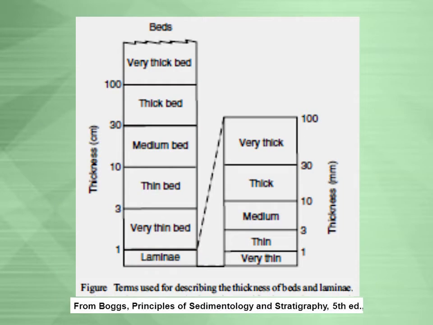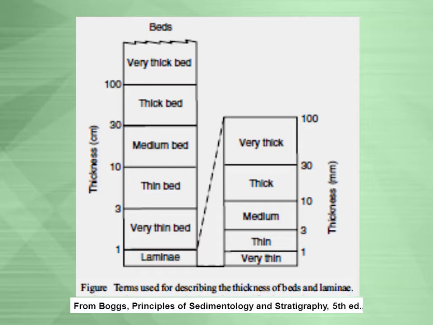Now, depending on thickness, those beds are given different names. As I already told, when the thickness is less than 1 centimeter, they are called laminae. When the thickness is 1 to 3 centimeters, they are very thin beds; 3 to 10, thin bed; 10 to 30 centimeter, medium bed; 30 to 100 centimeter, that means 1 meter, thick bed; and above 1 meter, they are known as very thick bed.